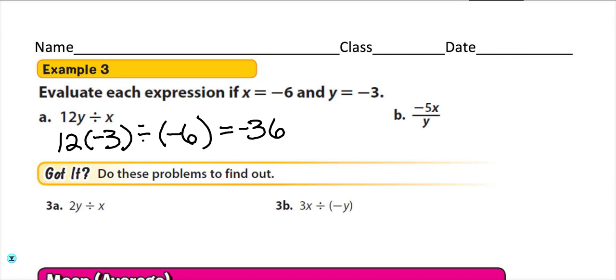And then we're going to divide by negative 6. So I have 36 divided by 6, which is 6. We have a double negative, so it's just 6.